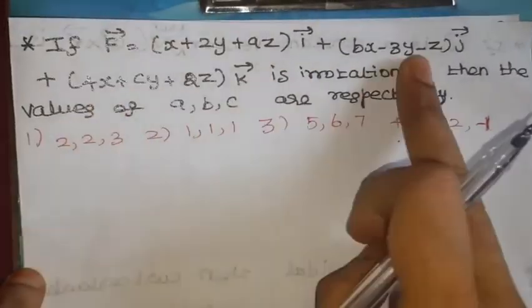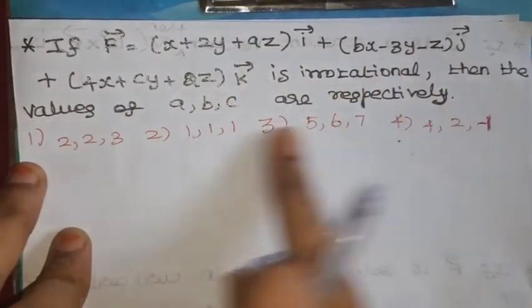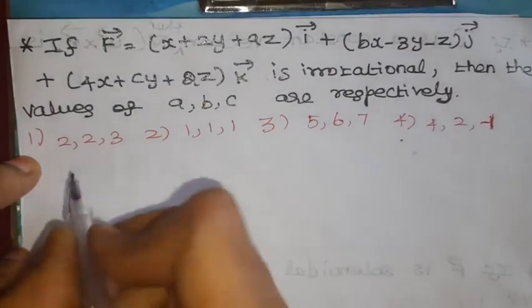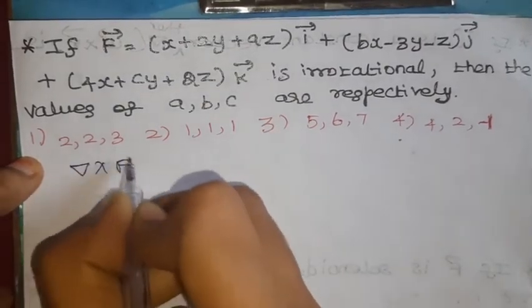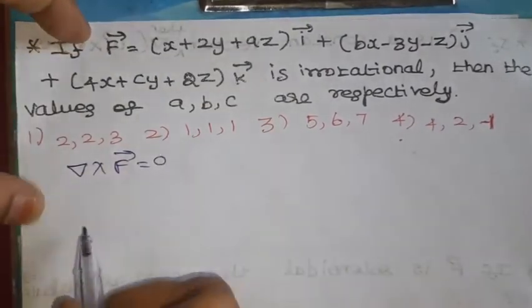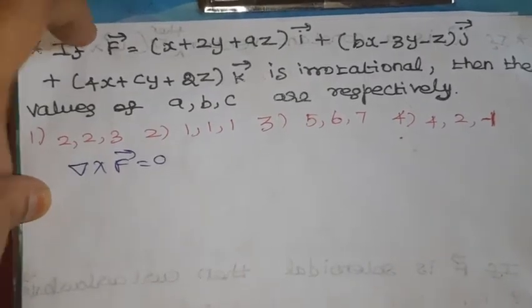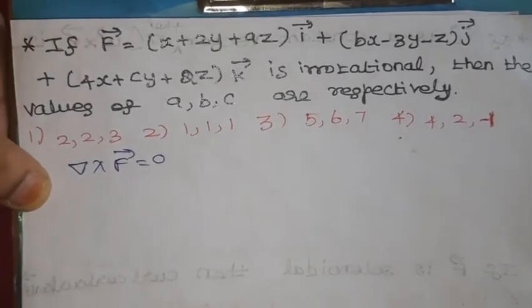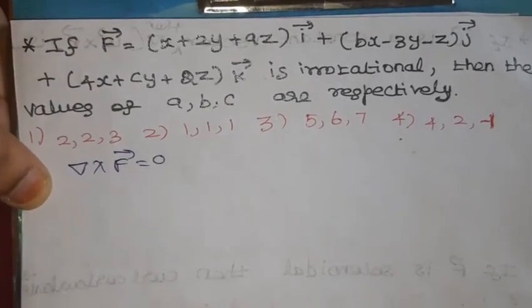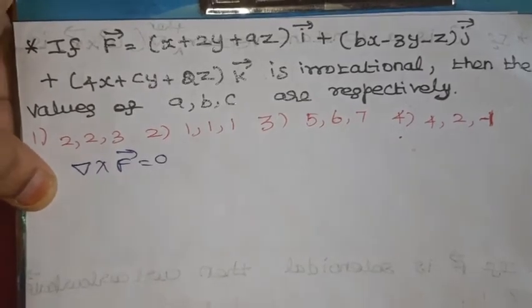So the f vector is given and it is irrotational, then find the values of a, b, c. Irrotational means obviously curl f, del cross f equal to 0. So just find del cross f and equate to 0, and we can find the values of a, b, c. Okay, very simple.